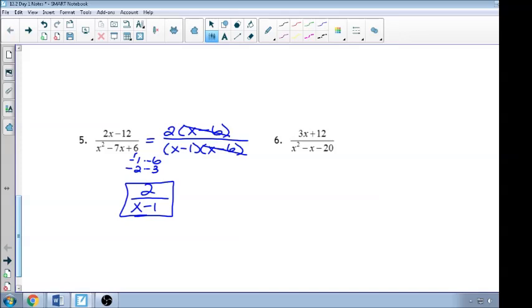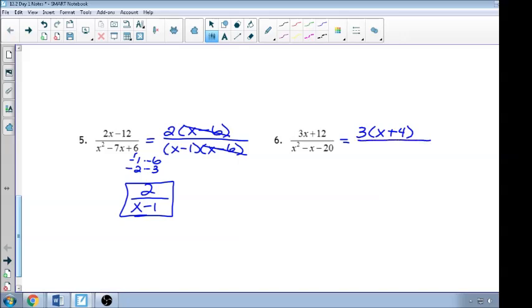On to 6. What I'm looking for in 6 is, again, to simplify the numerator by itself, then the denominator by itself, then try to simplify them together. So I have 3x plus 12. Again, that's only 2 terms. It is definitely not the difference of 2 squares. I don't have subtraction. So what are 3x and 12 both divisible by? That number would be 3. 3x divided by 3 is x. 12 divided by 3 is 4.